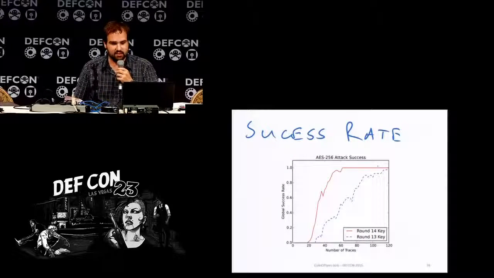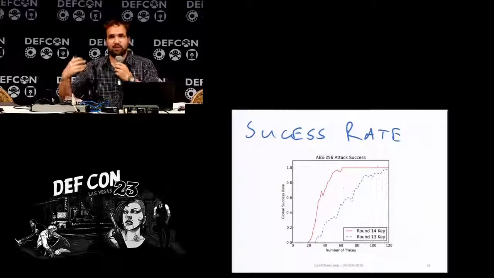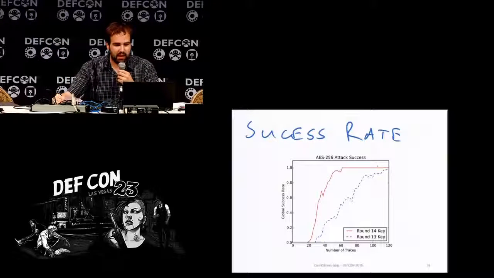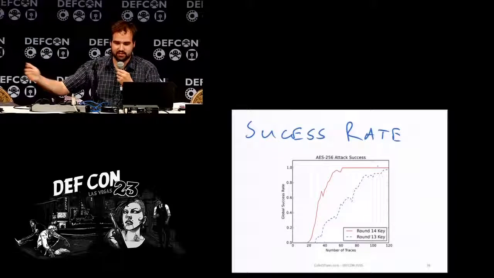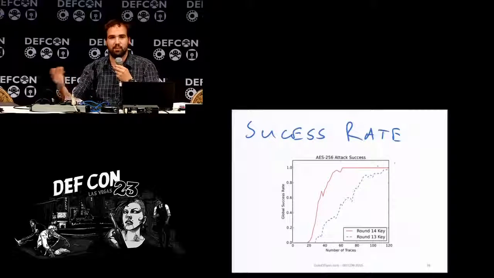And what we see is the success rate, the success rate being how often I was able to get the key. The first round decryption key I get in about 60 traces, so I just sent it 60 packets. And the second part of the key, the next 16 bytes, took about 120 packets.